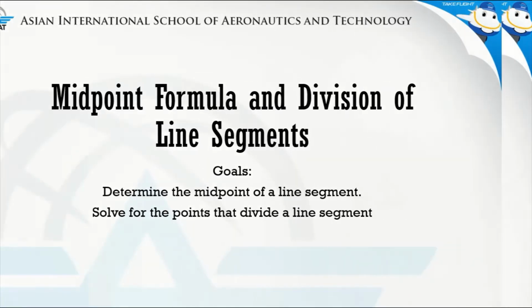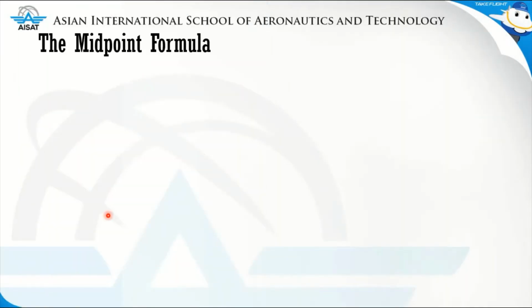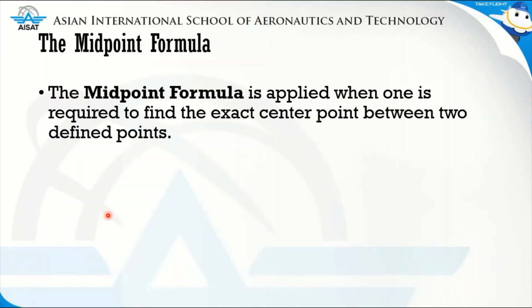Now let us start with defining the midpoint formula. The midpoint formula is applied when one is required to find the exact center point between two defined points. Now consider a line segment placed on a Cartesian plane. The two endpoints of the line segment represent the defined points. Using the midpoint formula, we will be able to find the coordinates of the point that lies in the middle of the line segment.